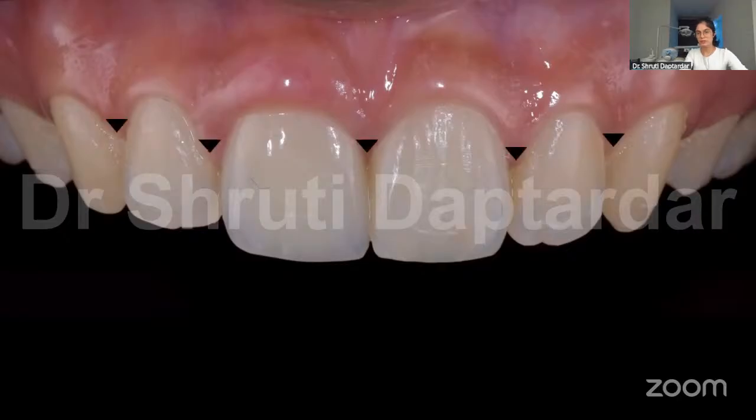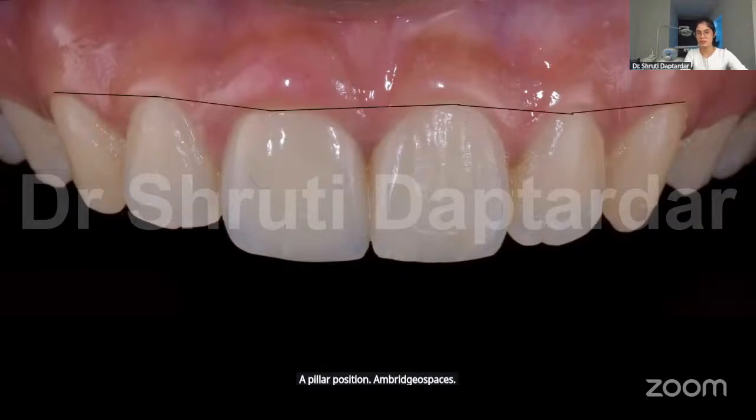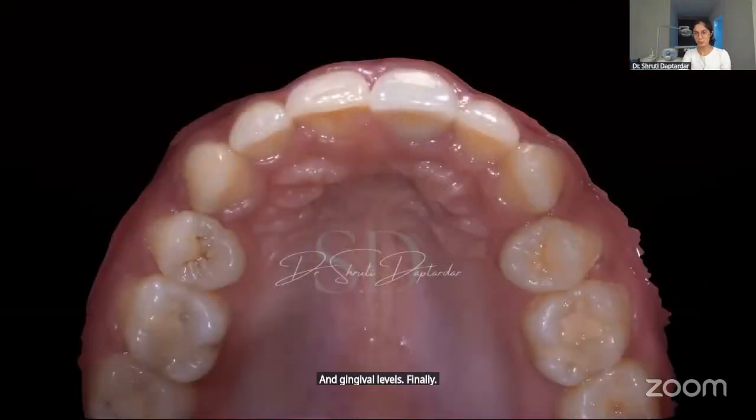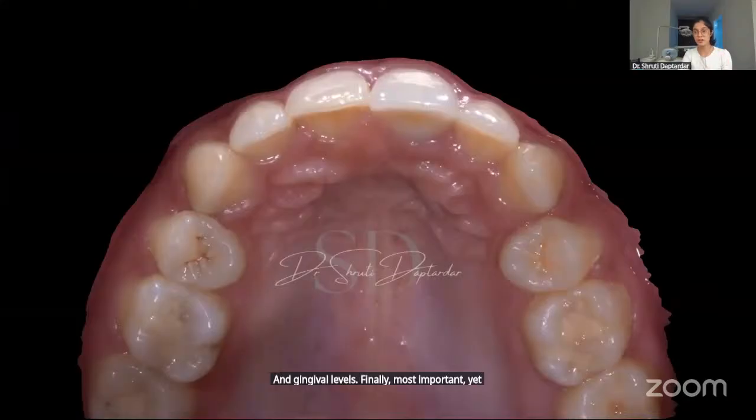Papilla position, embrasure spaces, and gingival levels. Finally, the most important yet the most underrated step, which is your occlusal analysis.